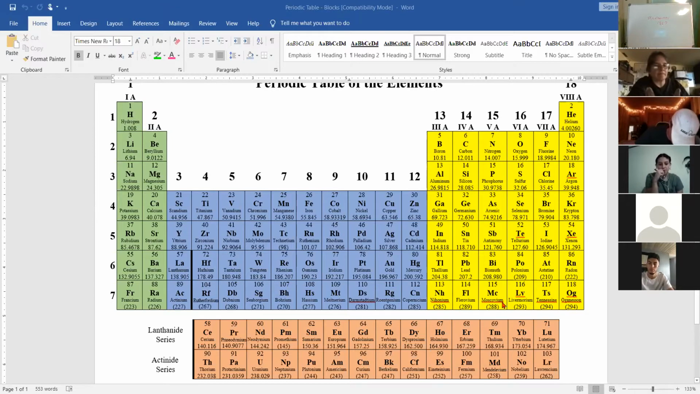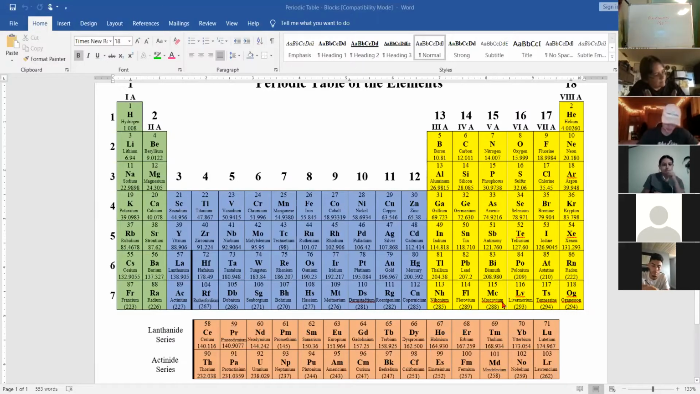In yellow, we have the P block, P as in Pedro. So we have the S block and the P block. Okay? In blue, we have the D block, D as in David.